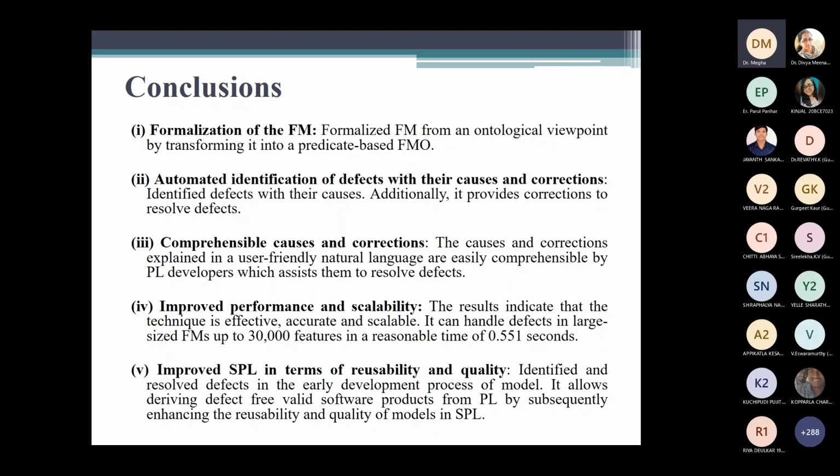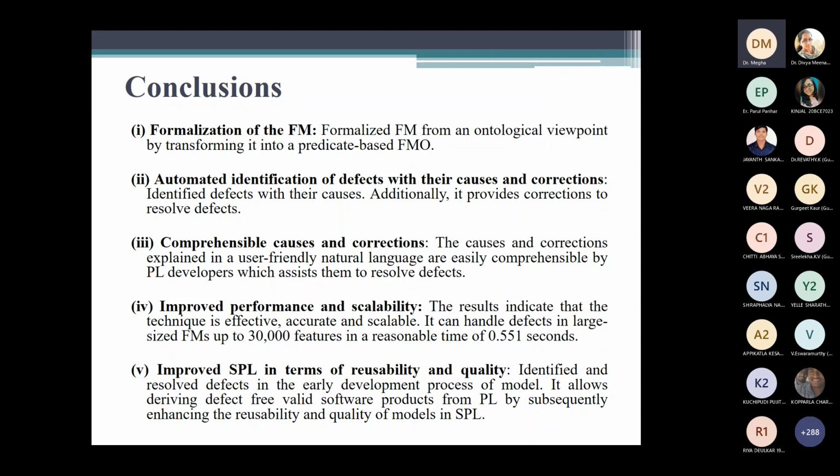The very first step is the feature model. It is being formalized, converted into a formal language on which we can perform the operations. So formalization of the model: it formalized the feature model from an ontological viewpoint by transforming it into a predicate-based feature model ontology. And after that, automatic identification of defects along with their causes and correction. So defects, its causes and corrections were identified.